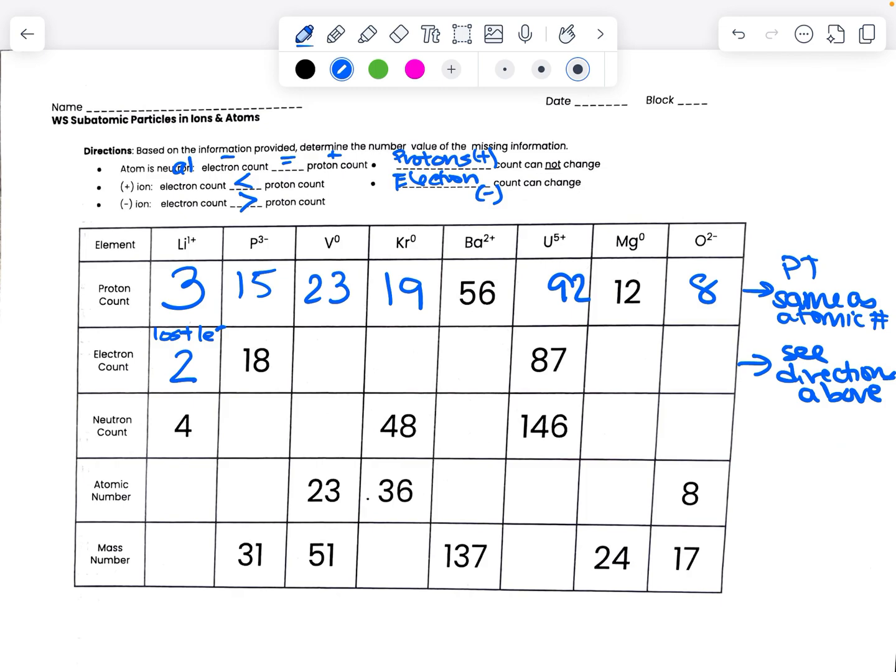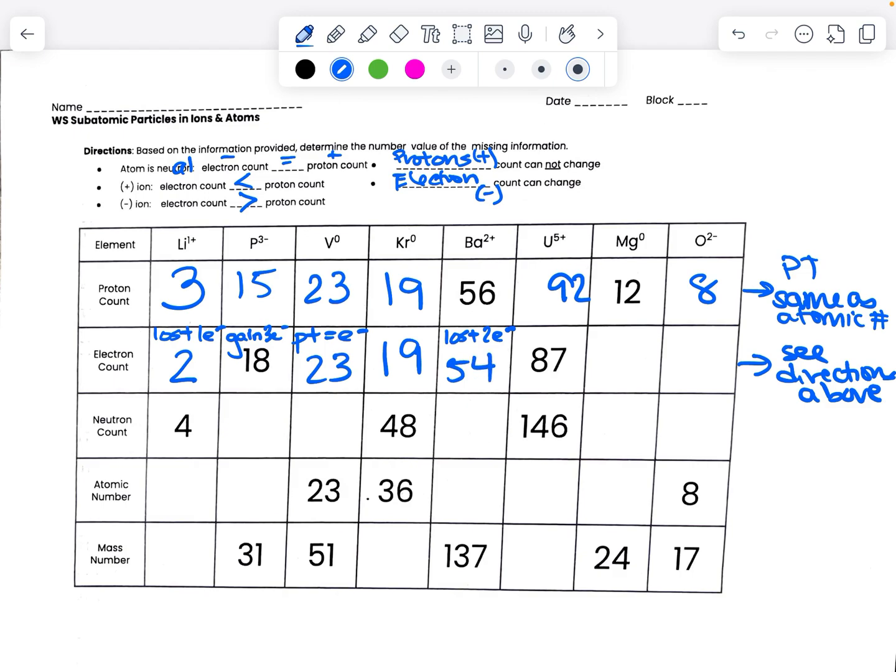All right, so phosphorus -3, that would also make sense. So we'd have 15 positives, 18 negatives, which means overall I'm a -3. Now V 0, this means protons equal electrons. So if I have 23 protons, I have 23 electrons. And to go back, this would be gain 3 electrons. Another 0, meaning if I have 19 protons, I have 19 electrons. Ba +2, so that means I've lost 2 electrons, because again, electrons are negative. So if I have 56 protons and I've lost 2 electrons, I would have 54 electrons.